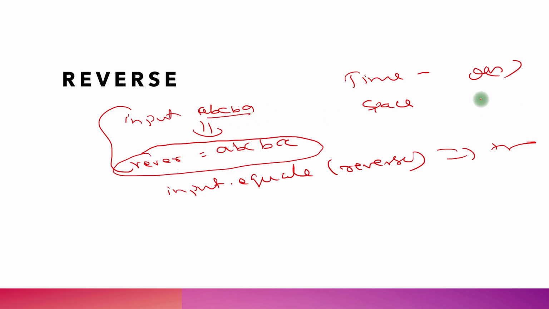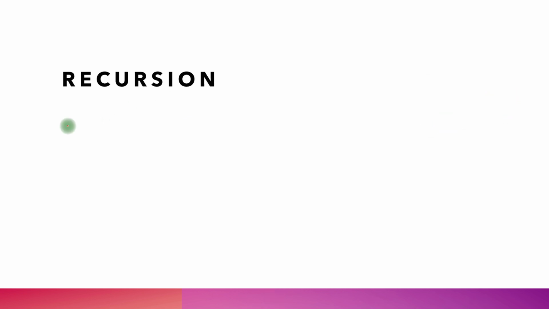So the space complexity will come out to be of order of n, right? So this is the reverse one. Another one is the recursion approach that we can have. So this is very similar to the first approach that we had.